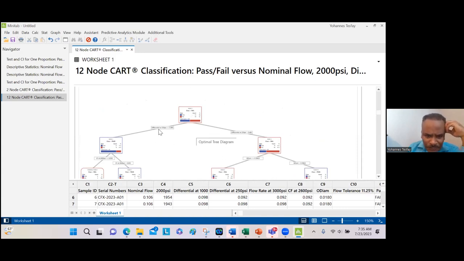አሁን ይሄ ምንድነው? ዲፈረንሻል ነው። ዲፈረንሻል at 250 psi. You see? Differential at 250 psi. So the maximum should set to this value. You see? The maximum should set for this value. This value. ስንት ነው? 0.485.